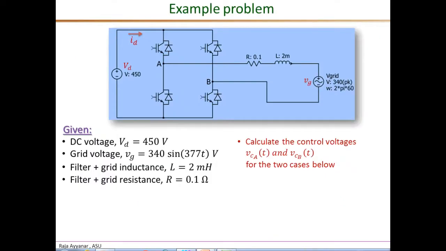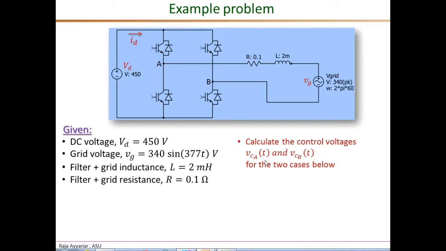Okay, here is the problem statement. We are given a two-pole converter that interfaces a DC voltage of 450 volts to a single phase AC grid of Vg equals 340 sine 377t, 60 Hz. We are also given that the total filter inductance on the AC side is 2 millihenry, and the resistance of this filter inductor is 0.1 ohms.